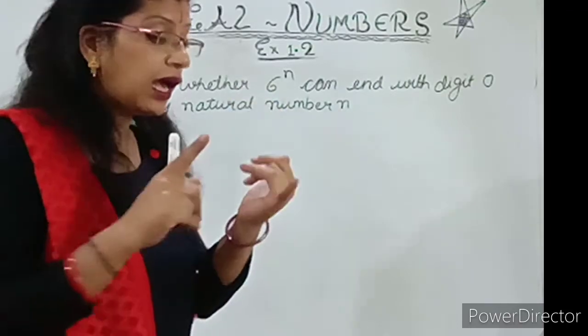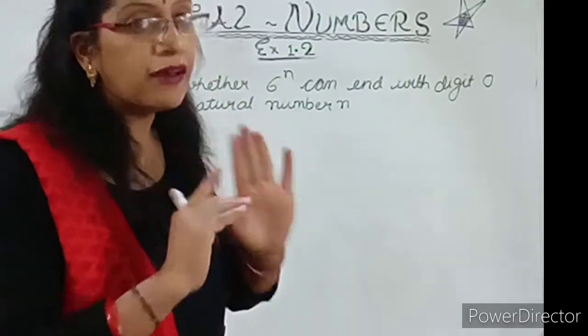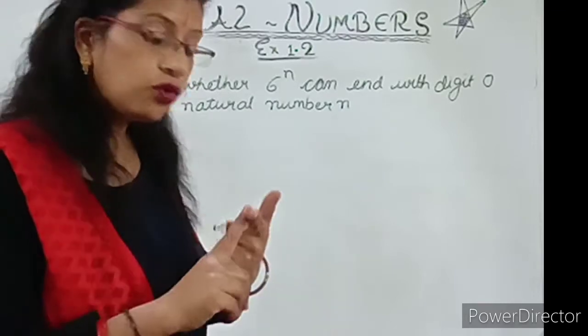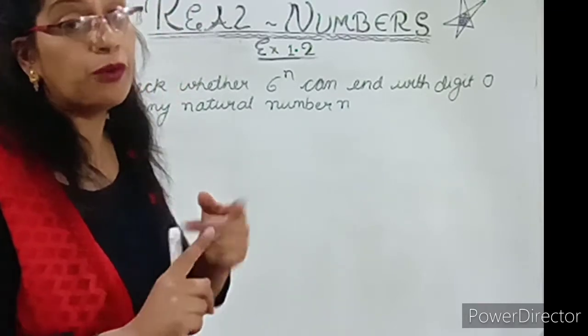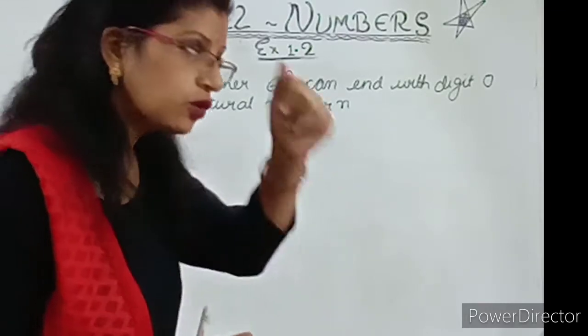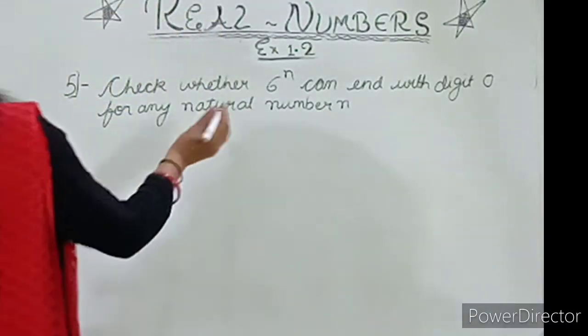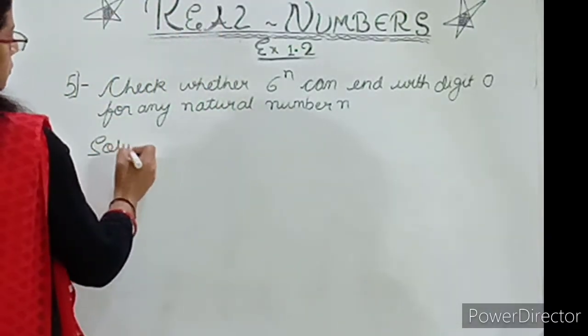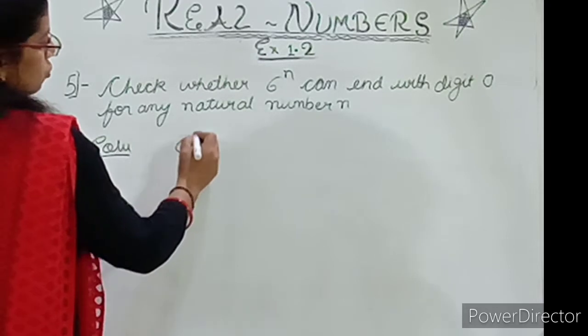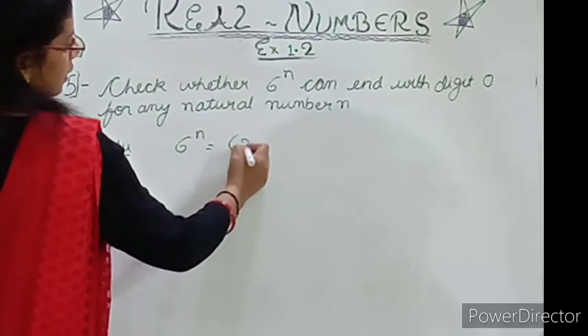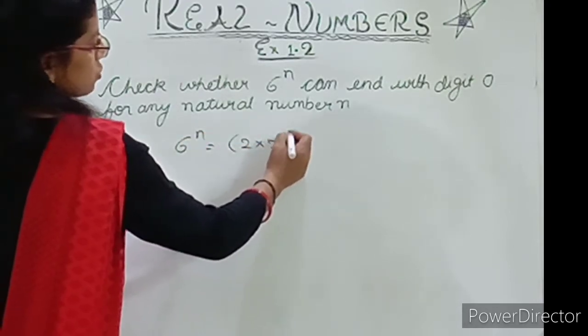That means alone 2 will be there, it will never end with digit 0. Alone 5 will be there, it will never end. Both should be there, 2 and 5. Okay, so how will we write? We will write the solution. We have to check 6 raised to the power n. How can we write 6? We can write 2 3s are 6, whole raised to the power n.